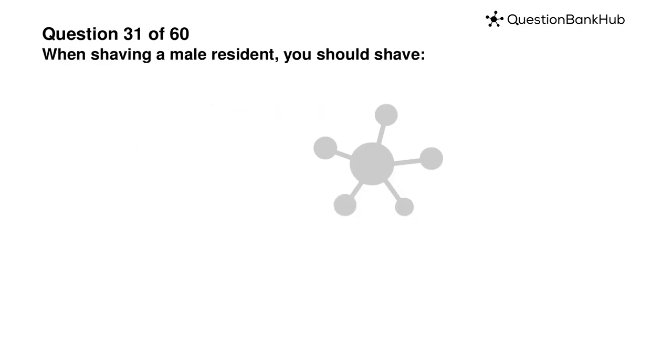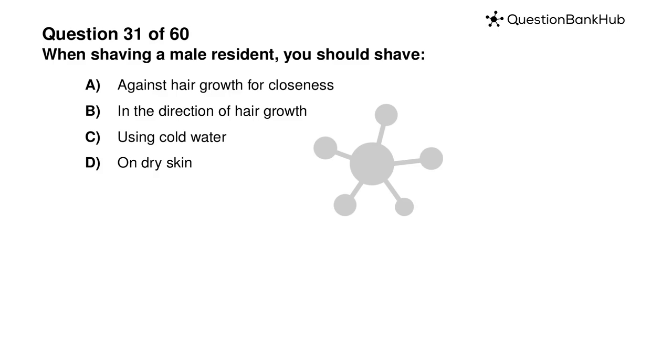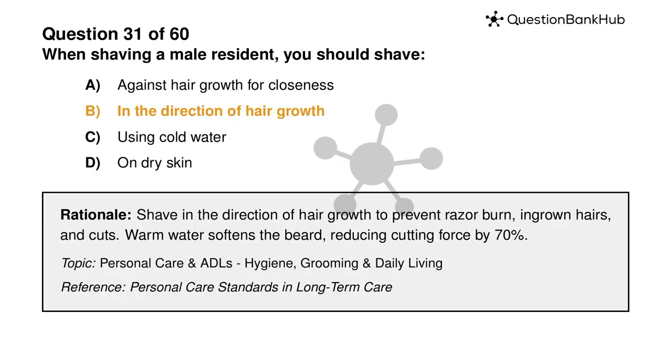Question 31. When shaving a male resident, you should shave: A. Against hair growth for closeness. B. In the direction of hair growth. C. Using cold water. D. On dry skin. The correct answer is B. In the direction of hair growth. Shave in the direction of hair growth to prevent razor burn, ingrown hairs, and cuts. Warm water softens the beard, reducing cutting force by 70%.